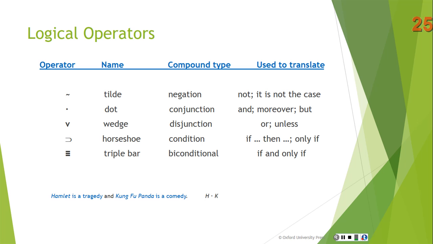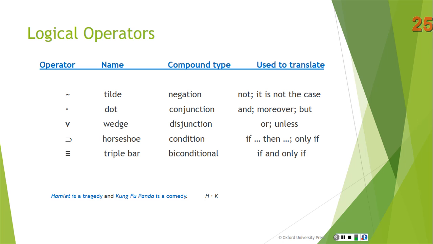These are just examples. We have the dot. It's named the dot. It's a conjunction. And it's used to translate the words "and," "moreover," "but," etc. The wedge. It's called the wedge. It's a disjunction. It's used to translate "or," "unless," etc. The horseshoe symbol. It's called the horseshoe.